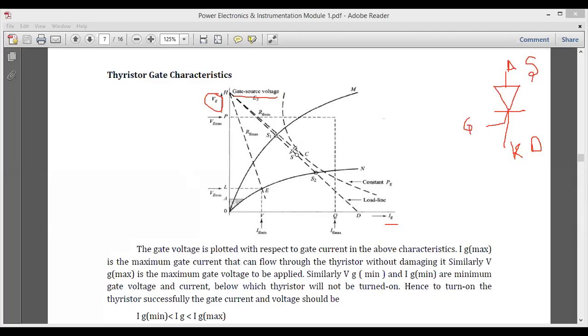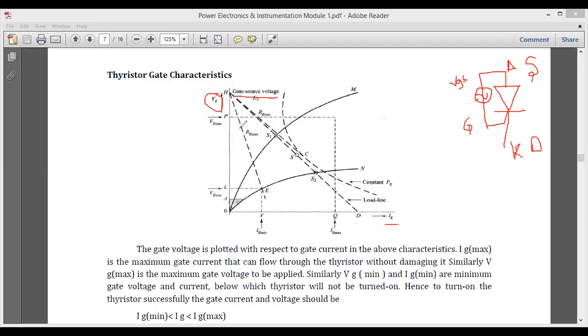This graph is with respect to Ig, the gate current which we apply at this point, versus the gate voltage, which is nothing but your gate source voltage. The gate source voltage is the voltage we apply here, so this becomes my VGS. This is the voltage which I will be applying at this particular point.